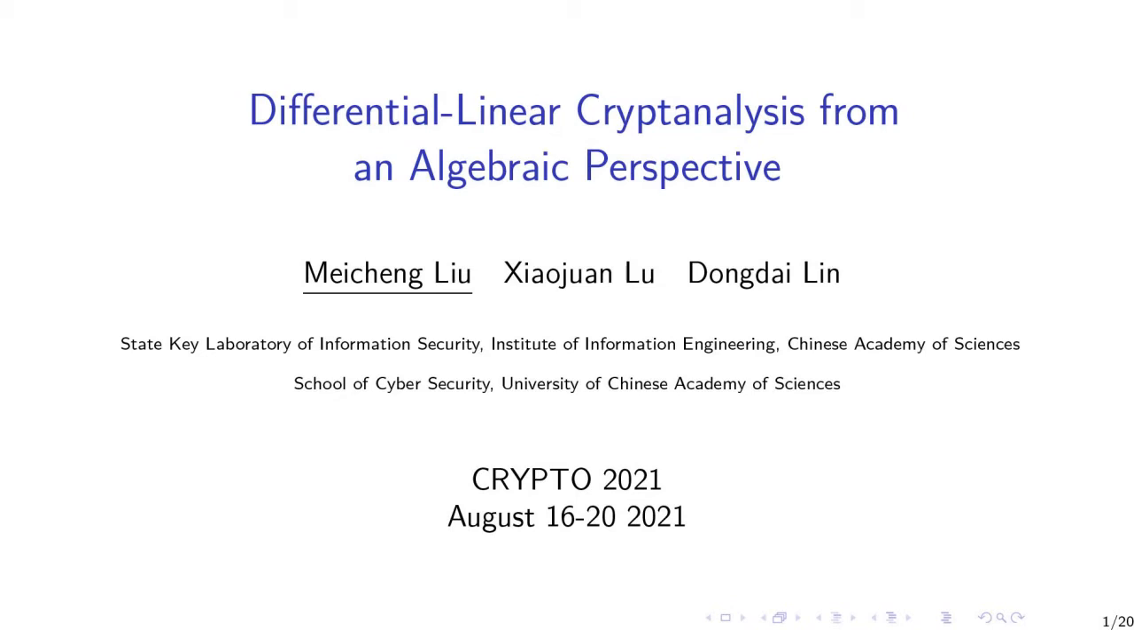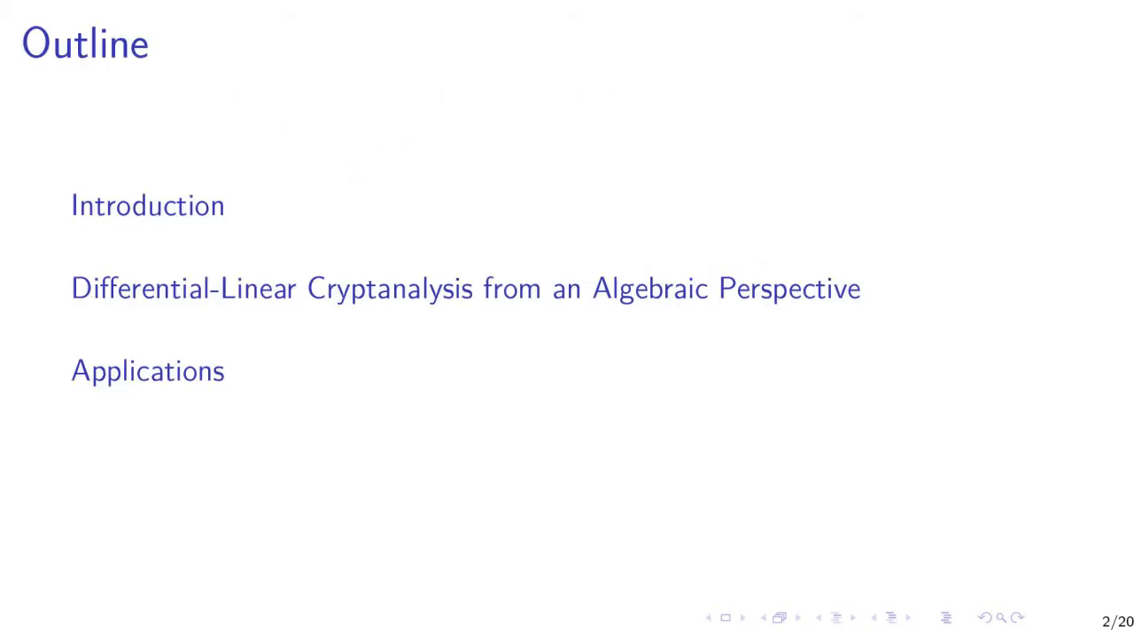I will give a talk about our Crypto paper titled Differential-Linear Cryptanalysis from an Algebraic Perspective. This is a joint work with Xiaojuan and Dongdai. Xiaojuan is a PhD student and Dongdai is a professor at Chinese Academy of Sciences. This talk consists of three parts.